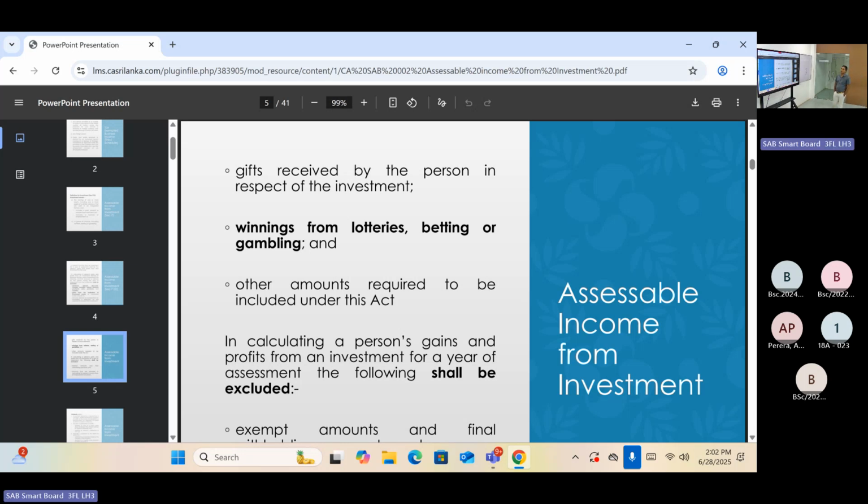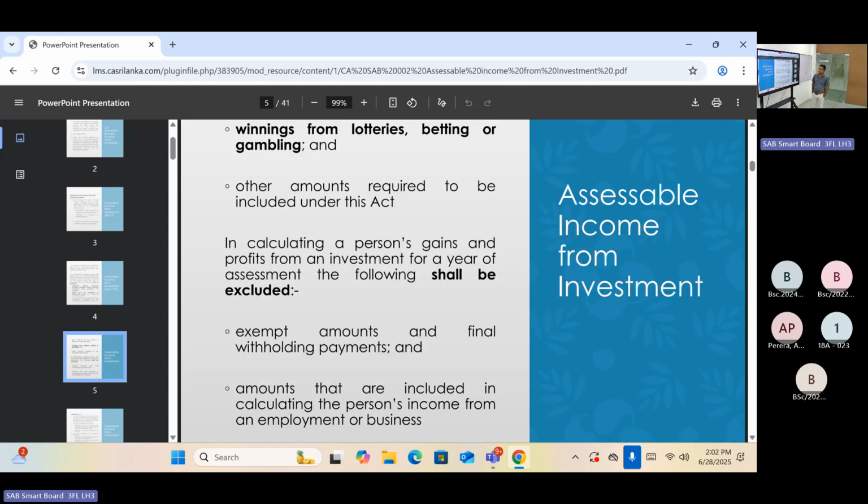Winnings from lottery, betting or gambling also need to be included. That is also part of investment income. Other amounts are required. However, in calculating a person's gain and profit income, these things should be excluded.